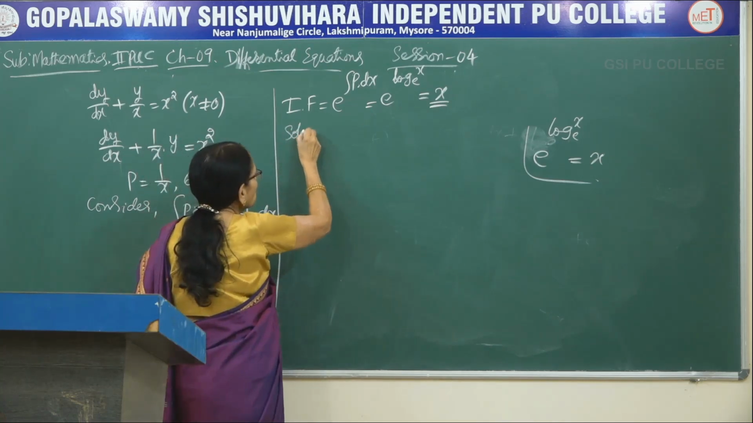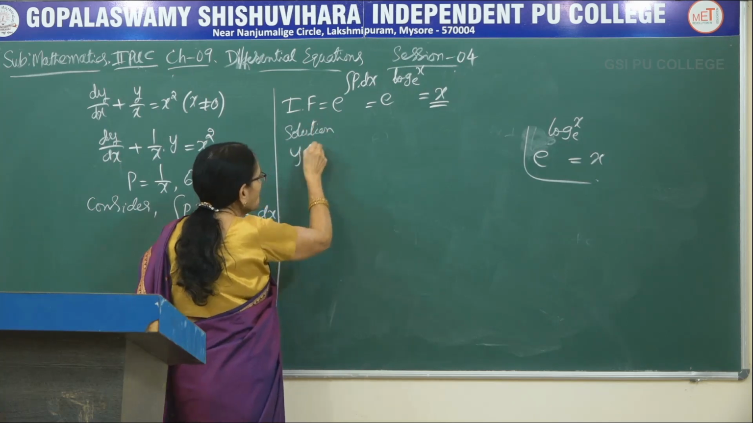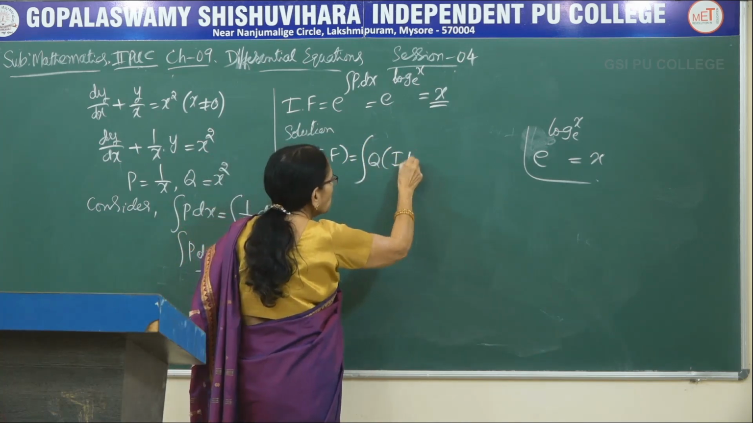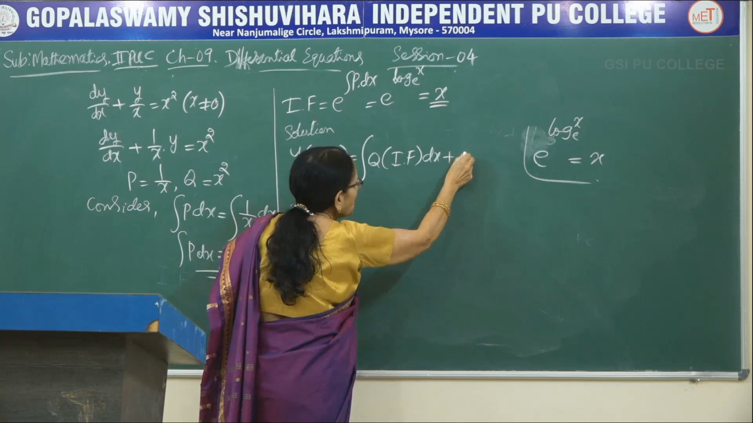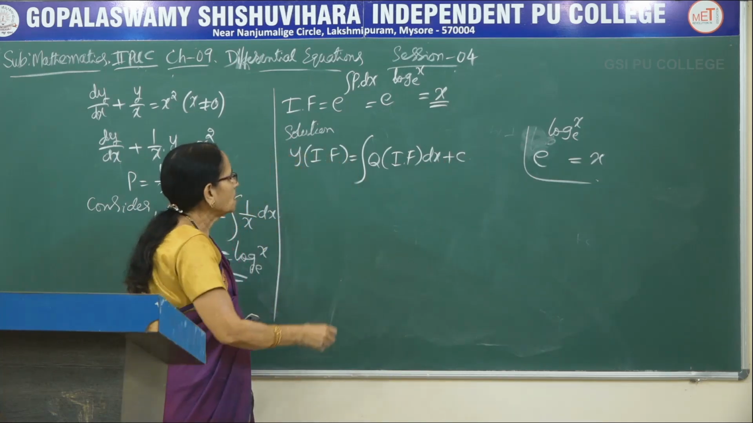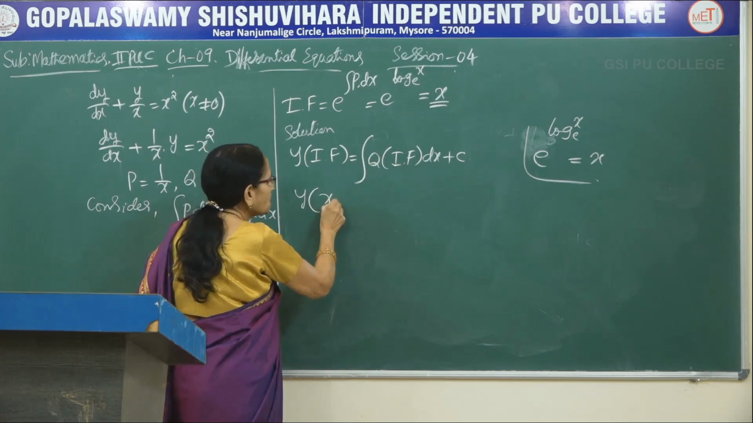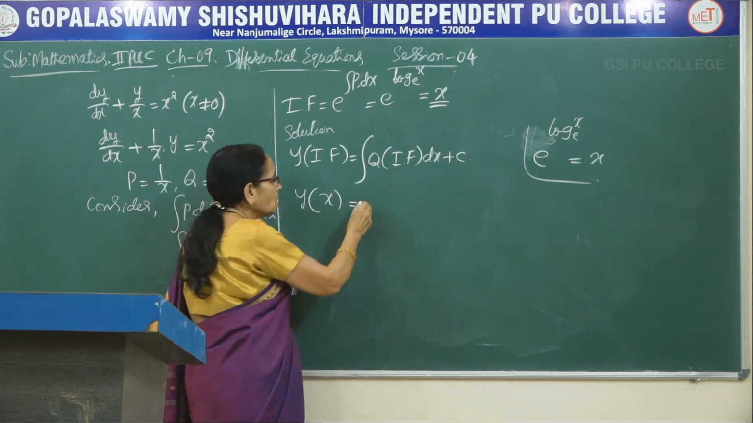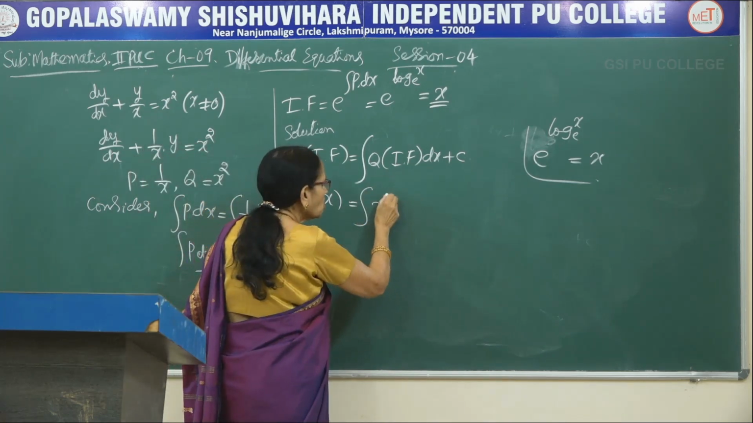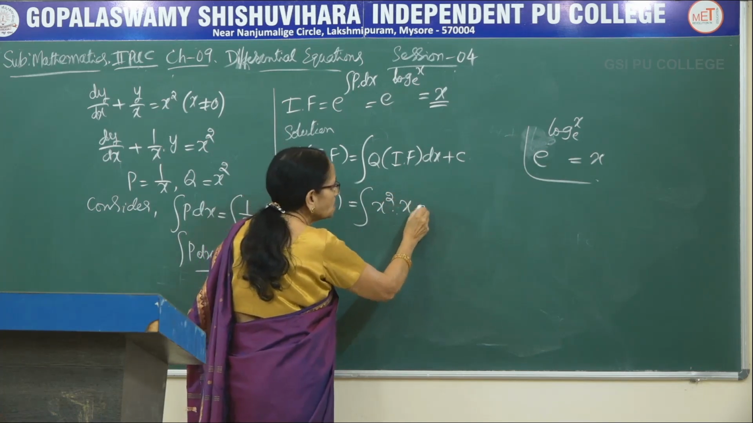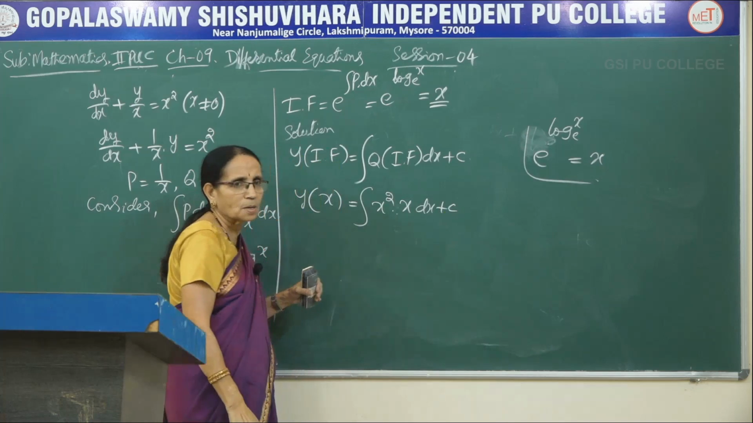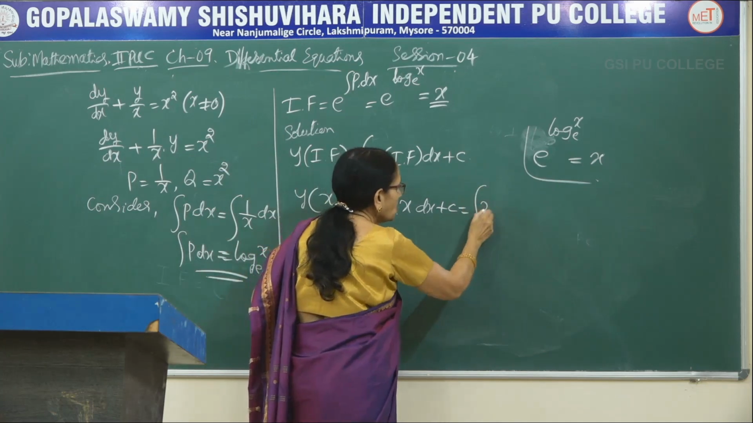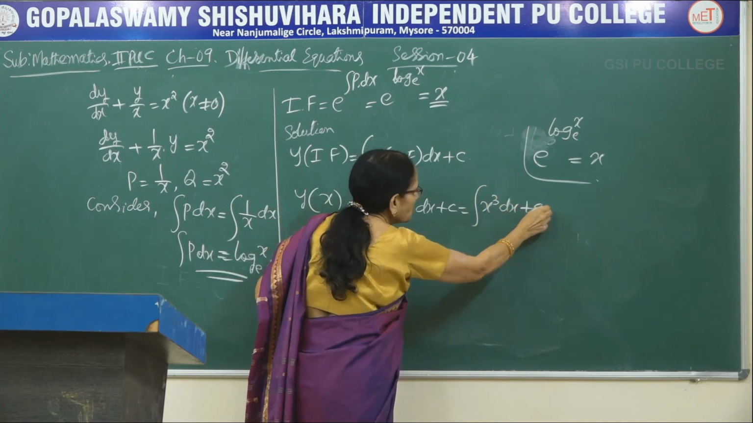Now let me write the solution. First always write the formula. y into integrating factor equals integral of q into integrating factor into dx plus the constant. Now write y into integrating factor. In the previous one it was e power something, whereas here it is a basic function, y into x, that is equal to, what is q? q is x square, integrating factor is x, into dx plus the constant. So x square into x, what is that one? x cube, isn't it? That means integral x cube into dx plus the constant.